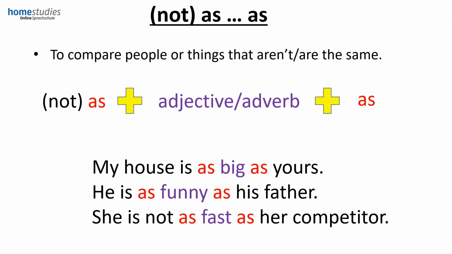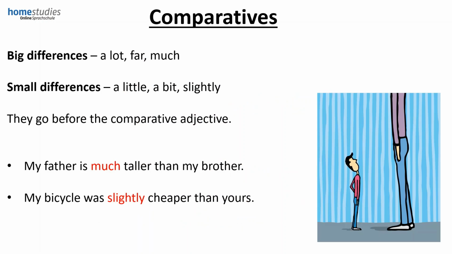So remember this. Now, when we're using comparatives, if we want to show that there is a big difference, we could use a lot, far, or much. And if we want to show that there is a small difference, then we could use a little, a bit, or slightly. Now, these go before the comparative adjective. So have a look at the picture. For example, my father is much taller than my brother, because there is a big difference there. And my bicycle was slightly cheaper than yours, so there is only a small difference in the price.